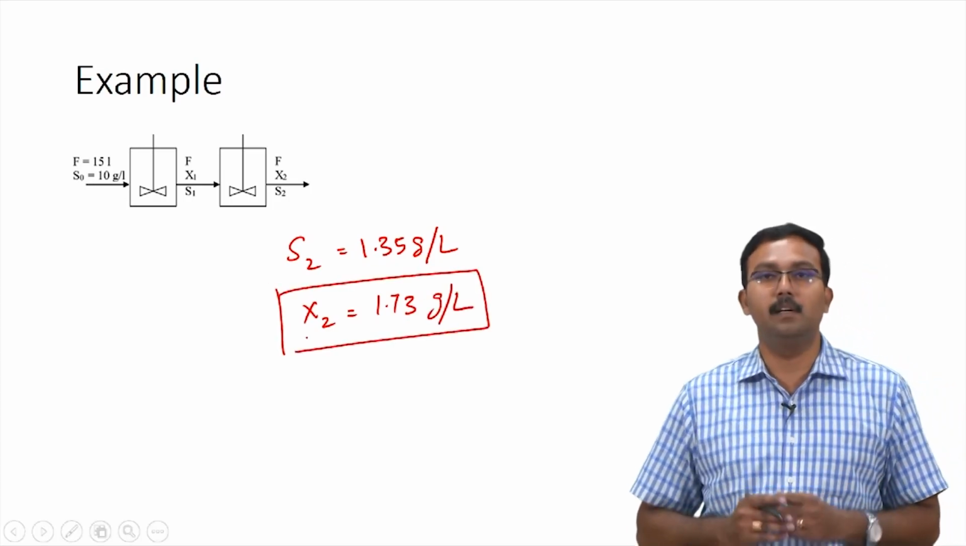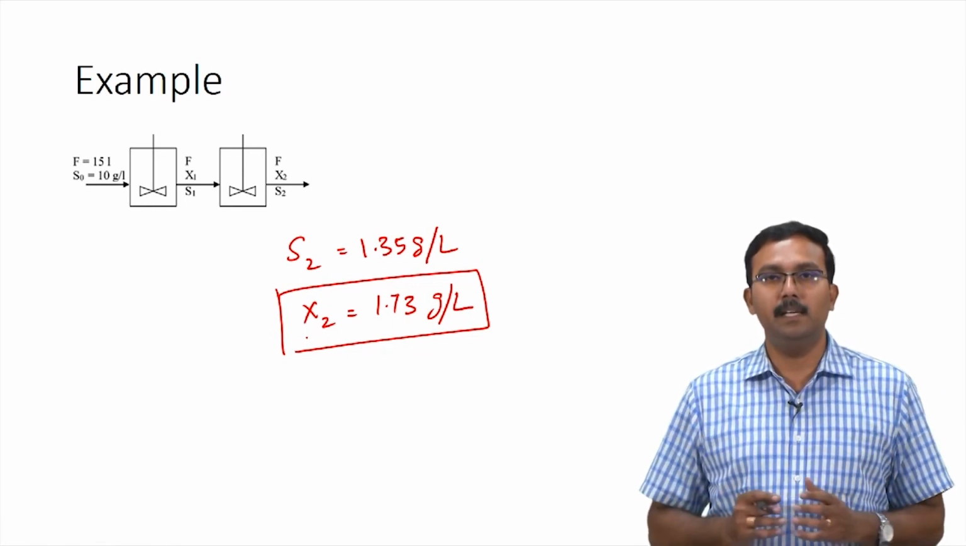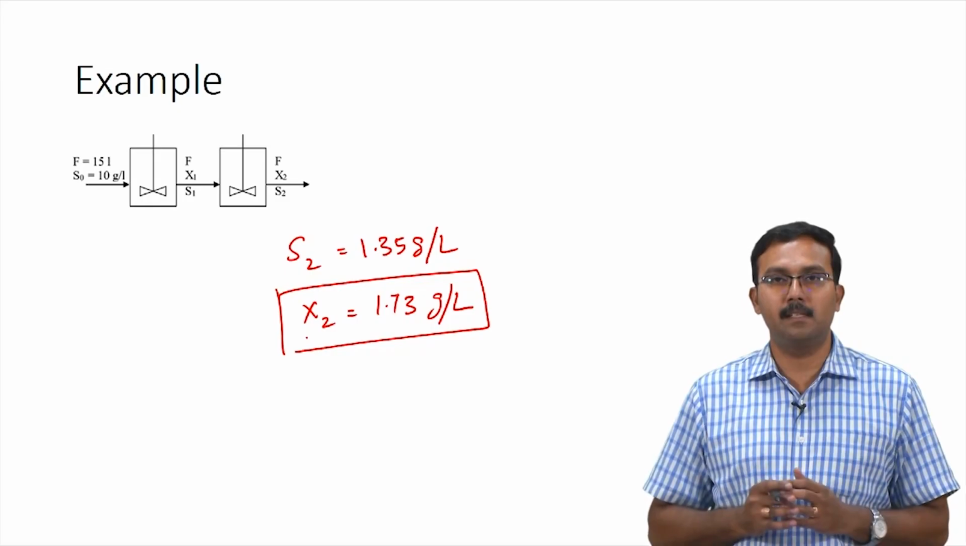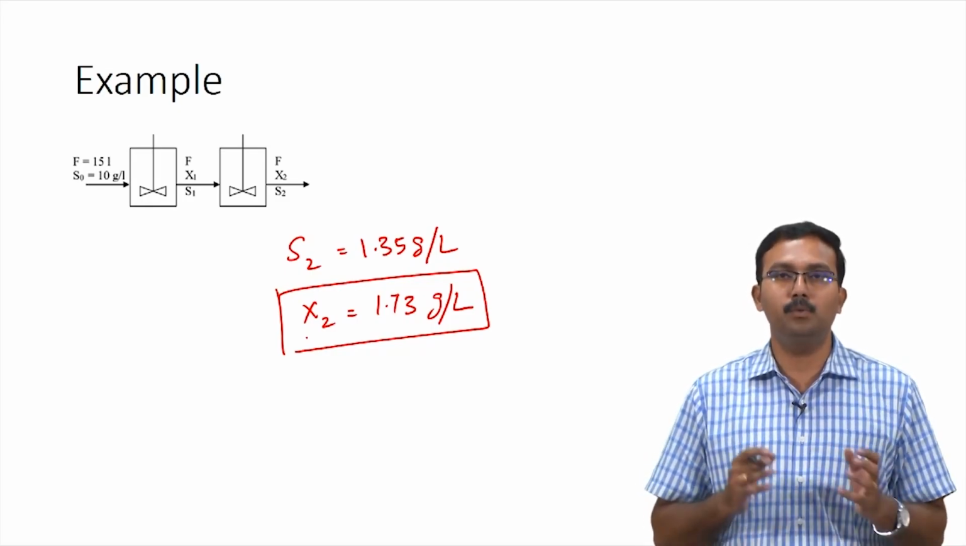So, based on the systems which we have looked at, the single reactor with 100 liters volume actually gives a higher biomass concentration compared to two smaller reactors in series. So, with this I hope you have a full understanding of how to perform material balance calculations for systems where cell culture is happening. Thank you.